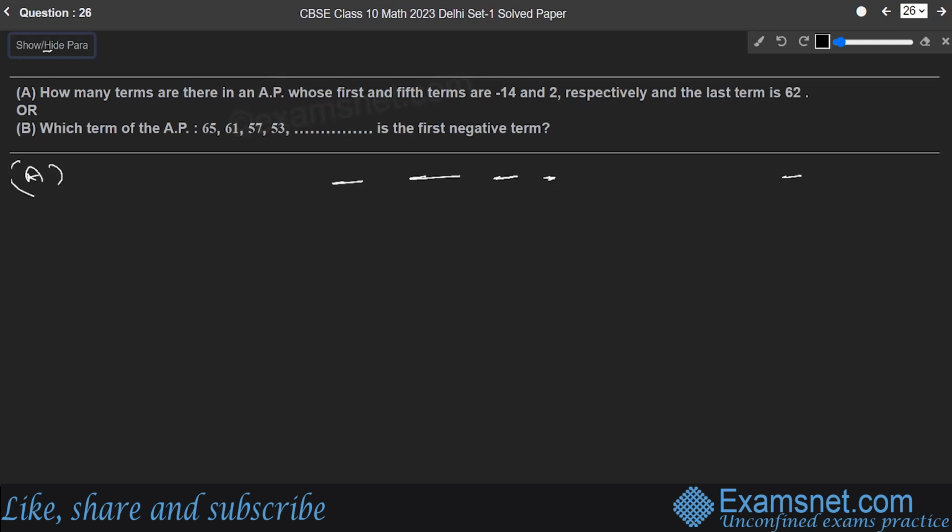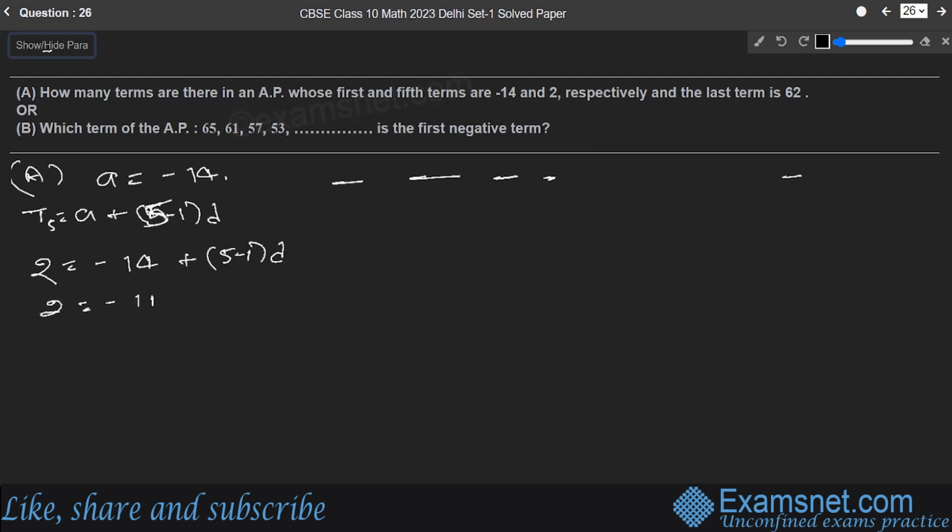Okay, what he says in there, how many terms are there in an AP whose first term A is given as minus 14, and the fifth term can be calculated as T5 or A5, that is A plus n minus 1 D, or A plus 5 minus 1 D. This is how the fifth term is calculated. Let us put the value of A there. T5 is already given to be 2. So 2 is equal to minus 14 plus 5 minus 1 times D. So 2 is equal to minus 14 plus 4D.